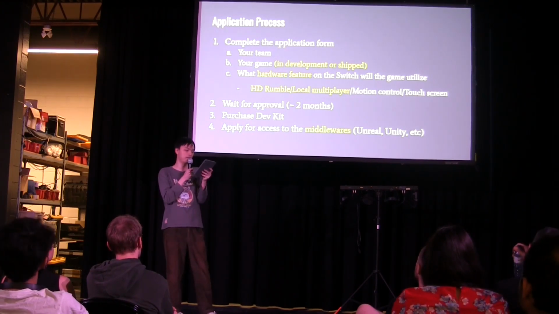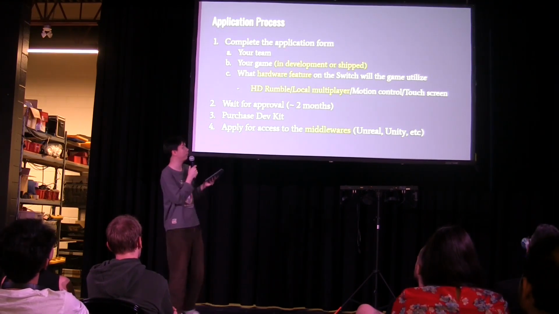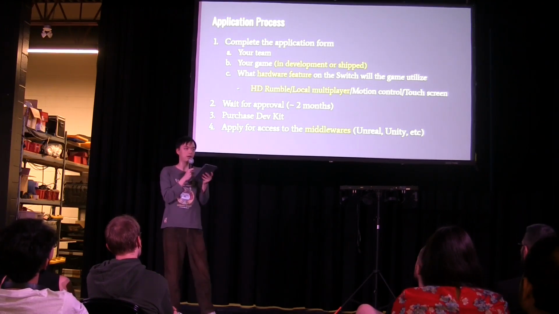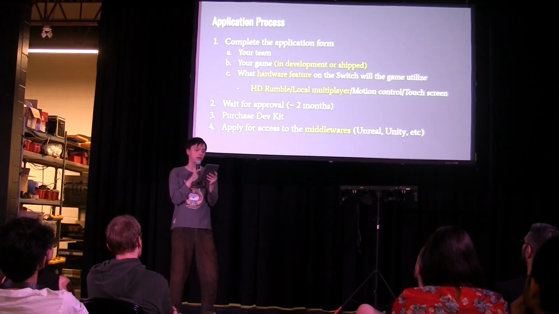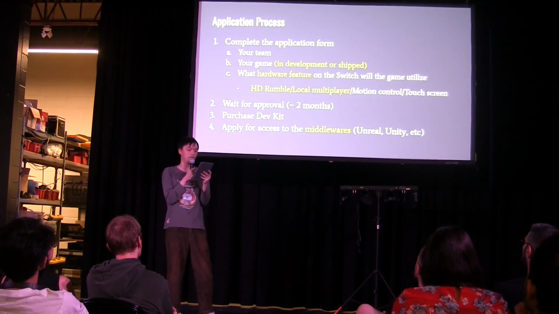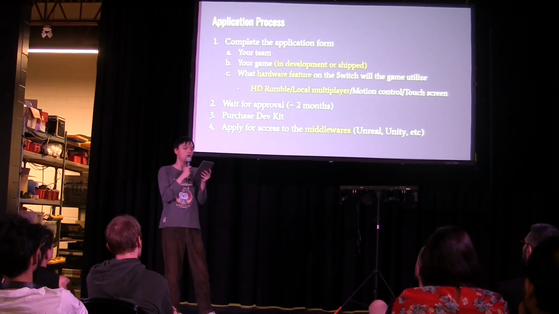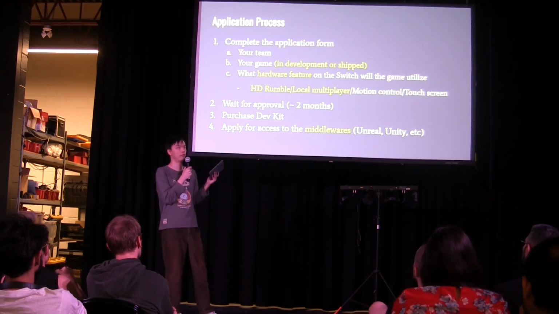So I applied 3 years ago, but the process should be the same. You need to fill a form, tell Nintendo about your team, your game, and it's okay if you're a solo developer, and it's also okay if your game is not released. And I think the most important thing that you need to tell them is what hardware feature on the Switch the game will be utilizing. It's just a pitch, so you don't need to fulfill the promises.